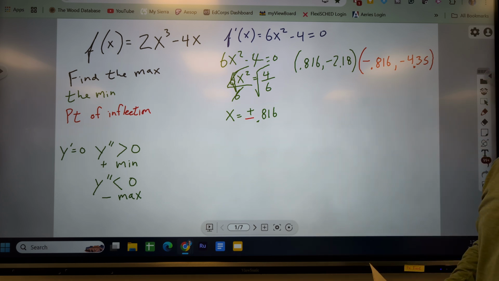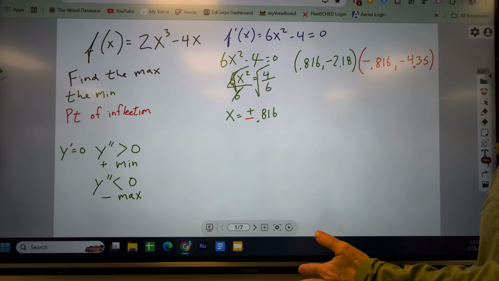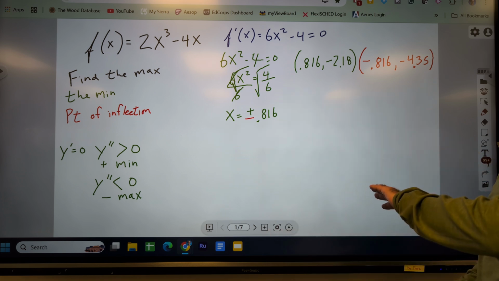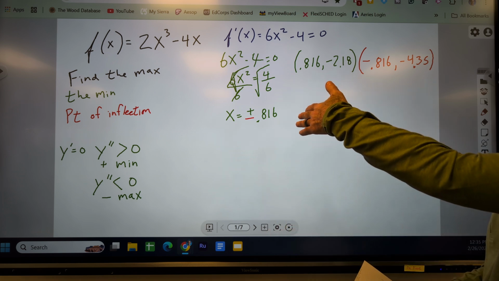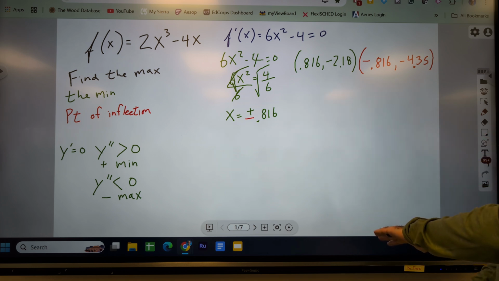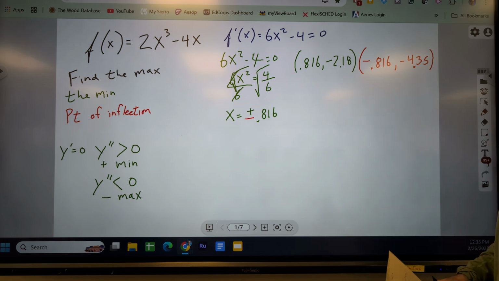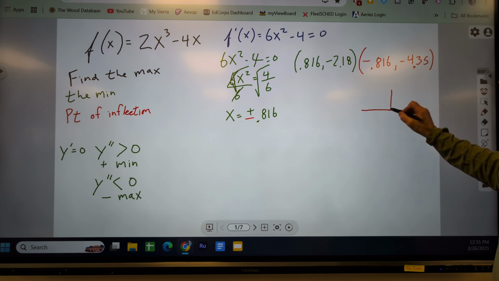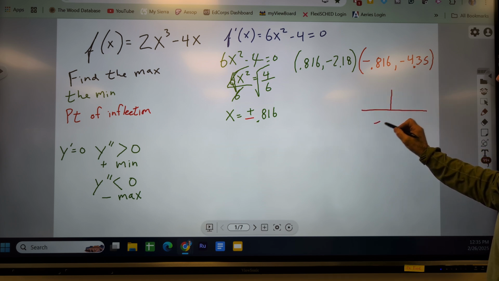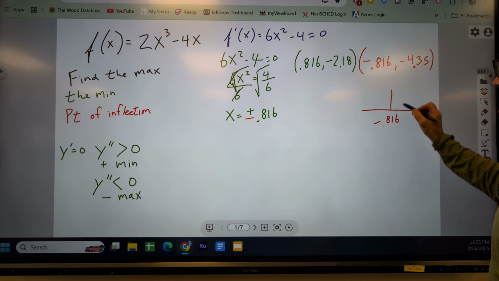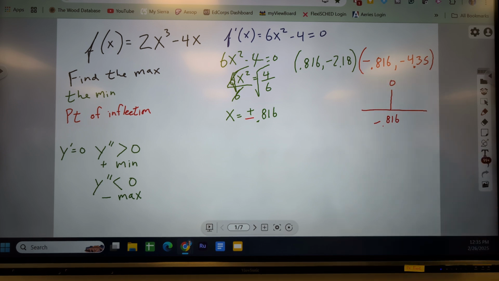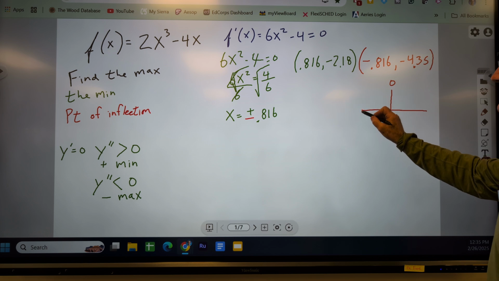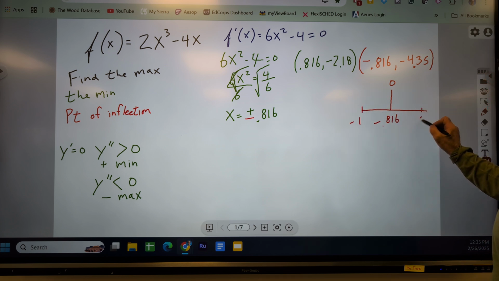So now I have two different points where the slope is equal to 0, and I need to set up a sign diagram to see how the slope is before that point and after that point. Is it approaching it with a positive slope and leaving it with a negative slope, or vice versa? So I'll set up a sign diagram here first. I know that when x is negative 0.816, my slope is 0. I'm going to pick a point on each side that's going to work pretty well, like negative 1 and 0.